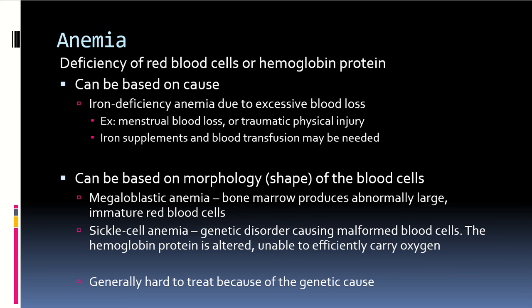per unit of cell. Generally, when it comes to morphology types of anemia, they're hard to treat because they have a genetic cause. It won't necessarily cause all the afflicted person's cells to be abnormal, but the ones that are abnormal, it's really hard to treat.